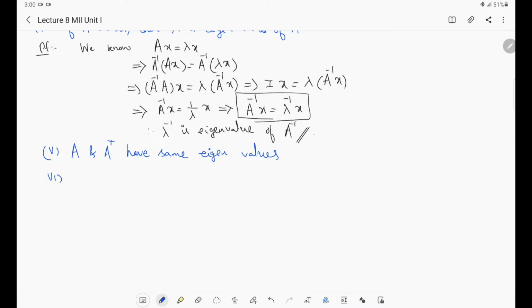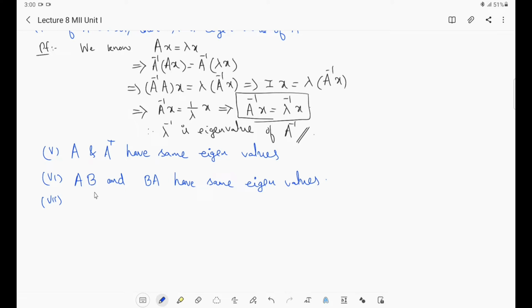And the sixth property is also that AB and BA have the same eigenvalues. So what is the meaning of these two properties? See, the fifth property says that A and A transpose: if you consider the matrix A and find the eigenvalues, then you transpose the matrix A to A transpose and find the eigenvalues, you will get the same eigenvalues for both the matrices. This is the fifth property.